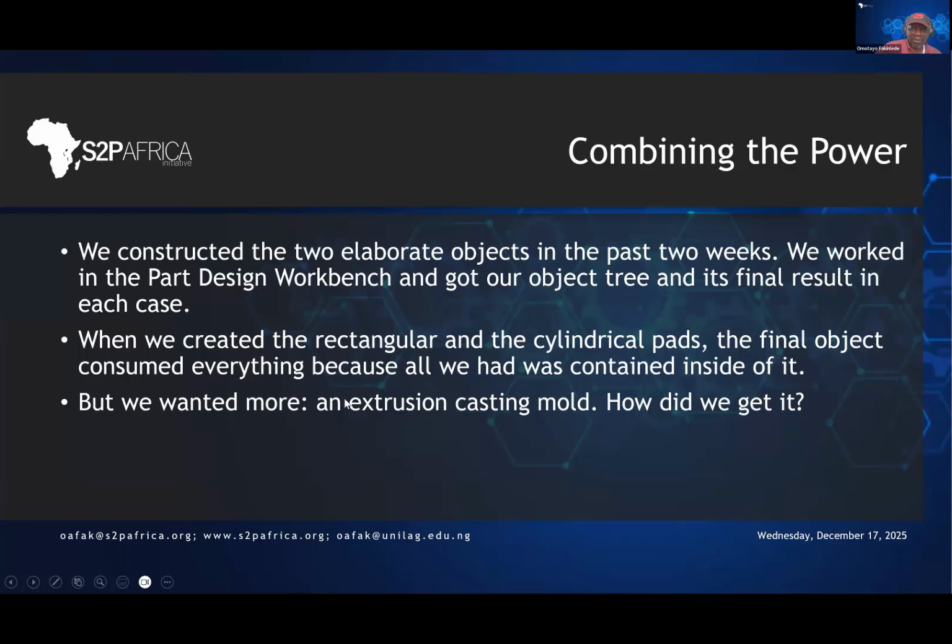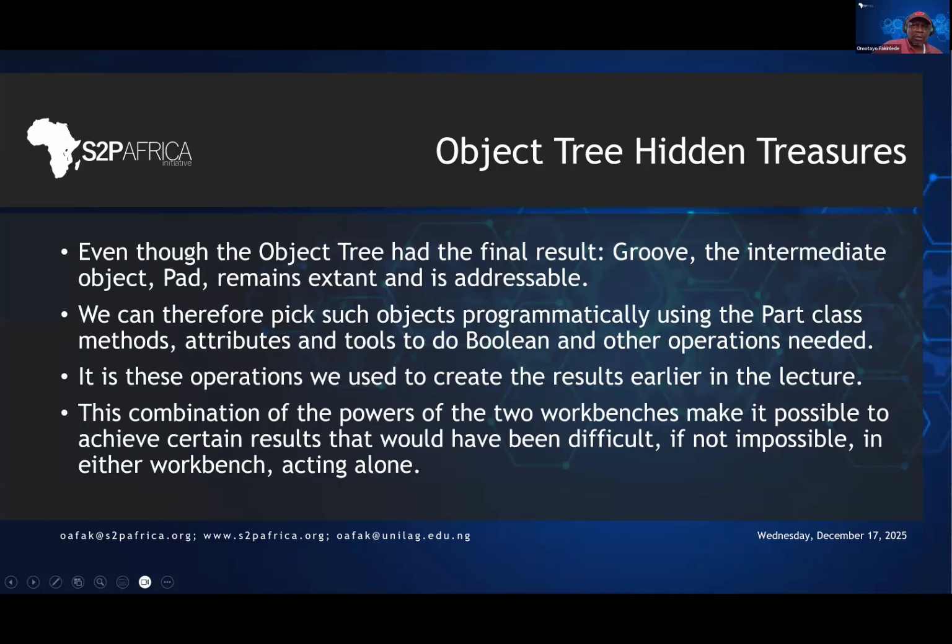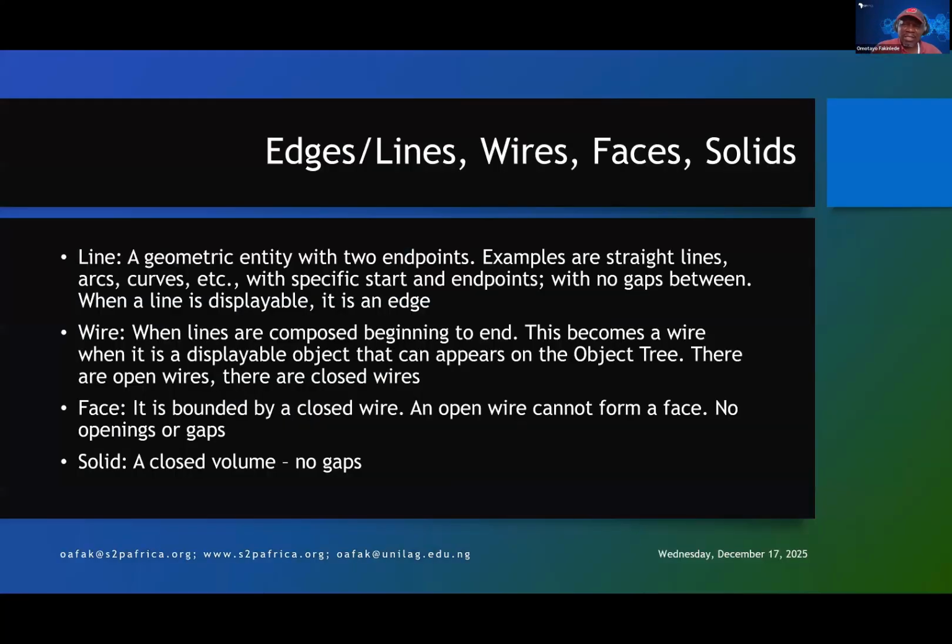We constructed two elaborate objects in the past 2 weeks. We worked in the Part Design workbench and got our object tree in the final results in each case. When we created the rectangular and cylindrical parts, the final object consumed everything because all we had was contained inside of it. But we wanted more. We wanted an extrusion mode. How did we get it? The way we got it is that we used Part Design and the Part workbench. When you use the Part workbench, you can do your Boolean processes.